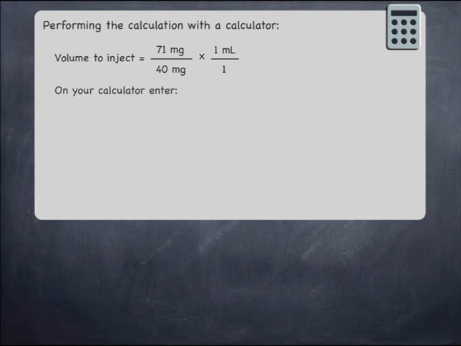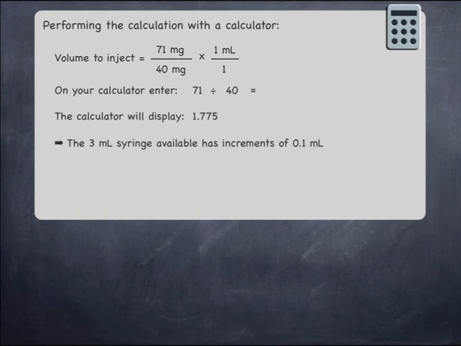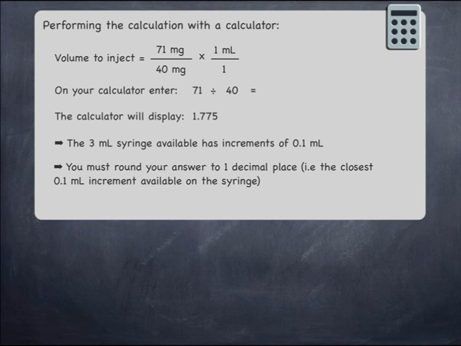To perform the calculation with a calculator, you simply need to enter 71 divided by 40. There is no need to multiply by 1, as this will not change the value. Just press equals. The calculator will display an answer of 1.775. The 3 mil syringe that is available has increments of 0.1 mils, and so you must round your answer to the closest 0.1 mils to administer the dose.